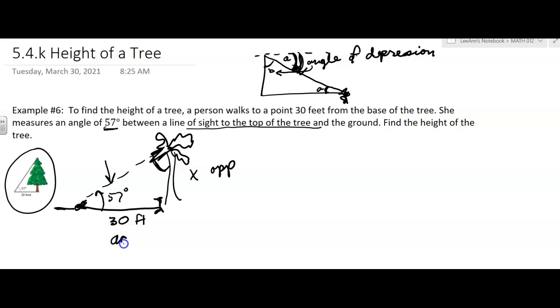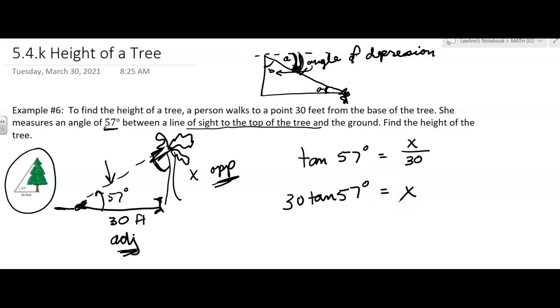And we know the adjacent side. We don't know anything about the hypotenuse, but we don't have to know all three. We just have to know, in this case, the angle and one side to find the other side. And so we want to use the relationship that has opposite and adjacent, and that's going to be tangent. So the tangent of my angle, 57 degrees, is going to equal the opposite, x, over adjacent, which is 30. Now to solve for x, I just use a little algebra. 30 times tangent 57 degrees will equal x.